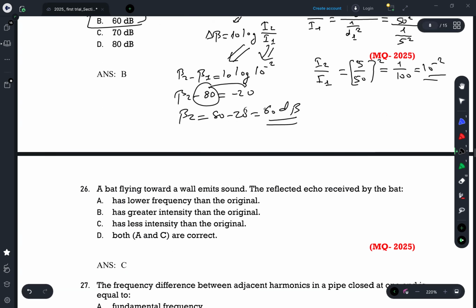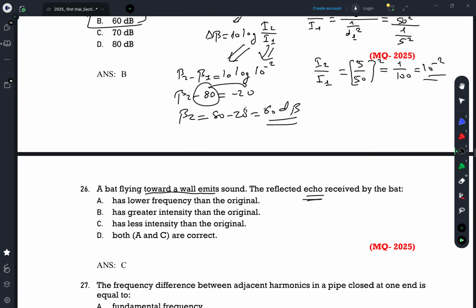Next, a bat flying towards a wall emits a sound. It's about the echo reflected by the wall. This question was asked in one of the chapter 2 questions, but just about the intensity. We know an echo has less intensity than the original sound. Why are they asking this? A bat flying towards a wall emits a sound.